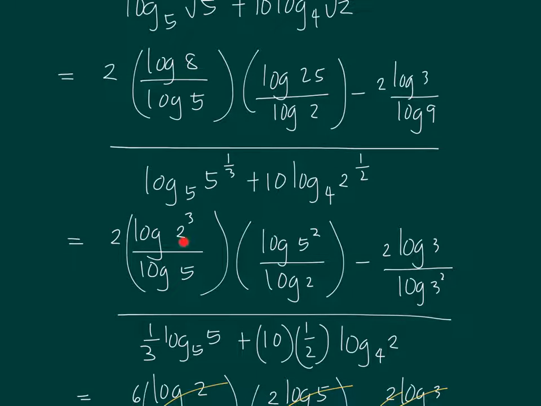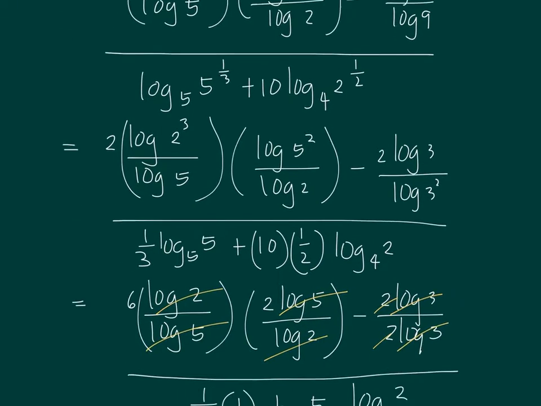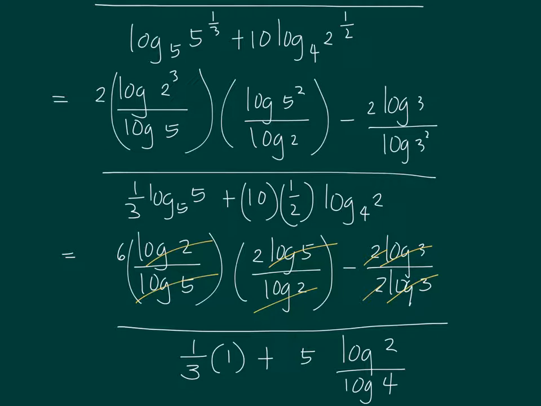Let's look at how the numerator was simplified. 8 became 2 cubed. 25 became 5 squared. And then 9 became 3 squared. So 1/3, by the power law, you get to write 1/3 here. So you have 1/3 here and then log 5 base 5. Then 1/2, by the power law, you get 10 times 1/2 and then log 4 base 2. And then we continue. So it's a bit long, but it should not be difficult.